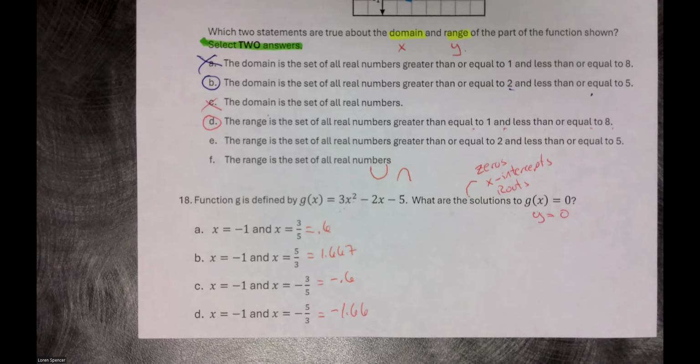So now that we have that, what we're going to do is input the 3x squared and the y equals 0. We're going to input those two equations and see where they cross. And where they cross, that's going to give us our answers. So I'm going to go ahead and share my screen.